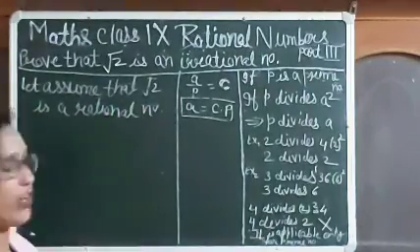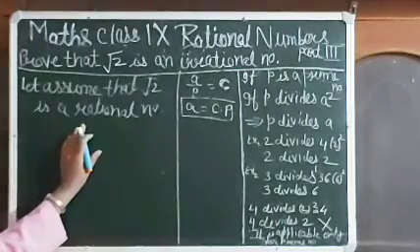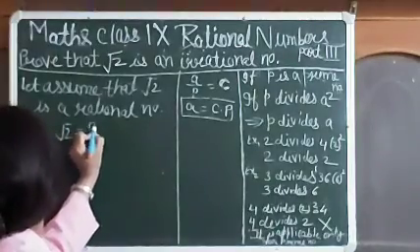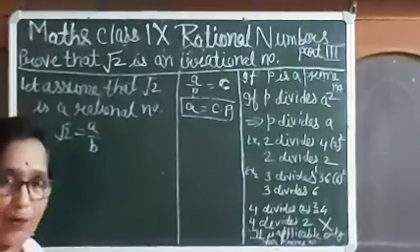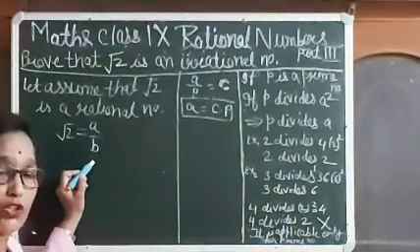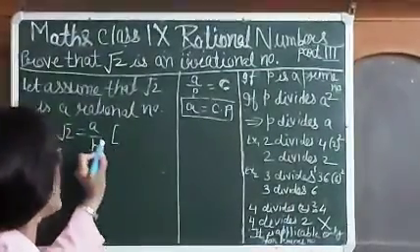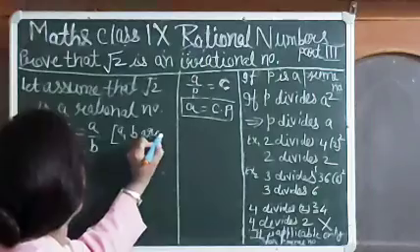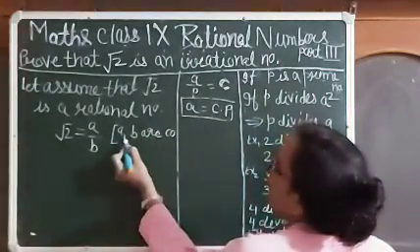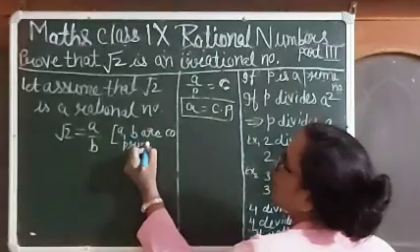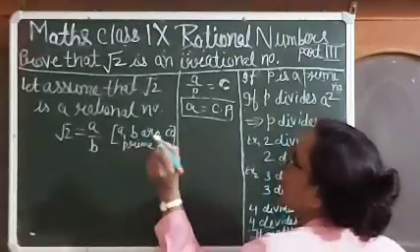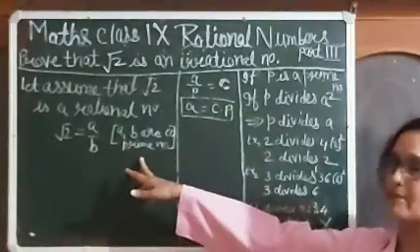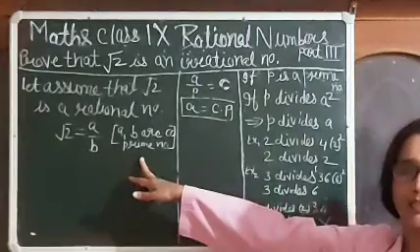Student, do you know what a rational number is? A rational number is one which can be written in the form a upon b. So we will write here root 2 is equal to a upon b, where a and b are both integers and b is not equal to 0. Here we will write that a and b are co-prime numbers. What do you mean by co-prime numbers? Numbers which have only one common factor, no other factor.